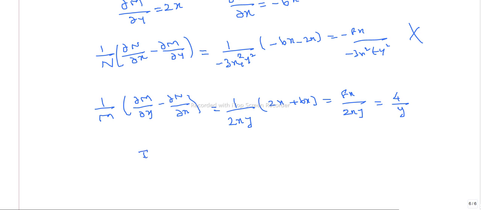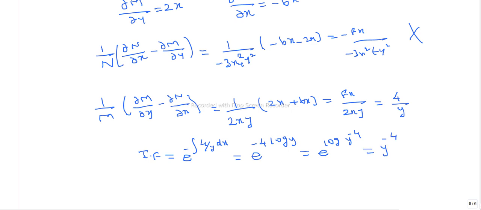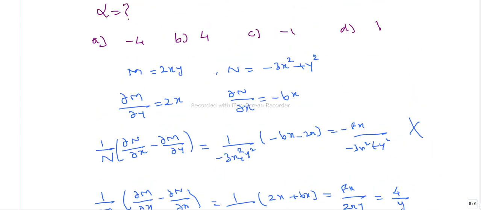Therefore the integrating factor is e power minus integral 4 by y dy. So therefore e power minus 4, integration of 1 by y is log y. So this is nothing but e power log y power minus 4. So log e cancel, we have y power minus 4, and this is given as y power alpha. Therefore alpha should be minus 4.